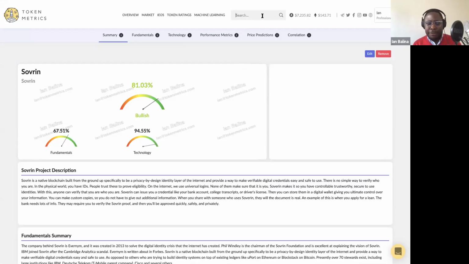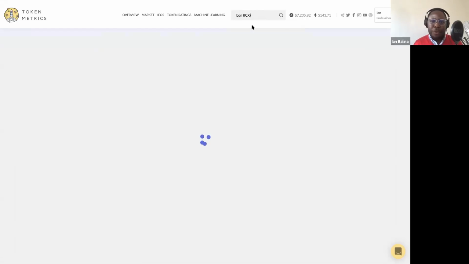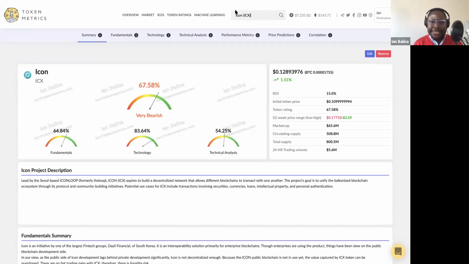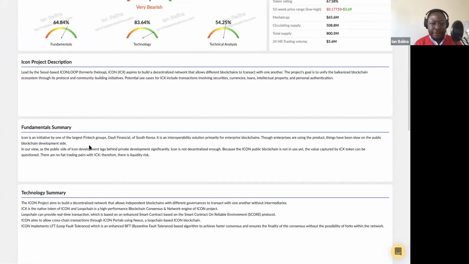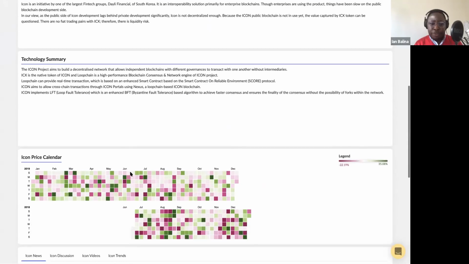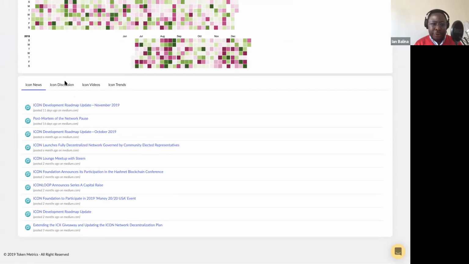Or for example, let's pull up a cryptocurrency. Let's say ICON. You can pull up ICON and all our analysis is easily accessible here. We give you a nice summary on ICON, the project, a summary of the fundamentals review, the technology review, the price calendar, any news here.